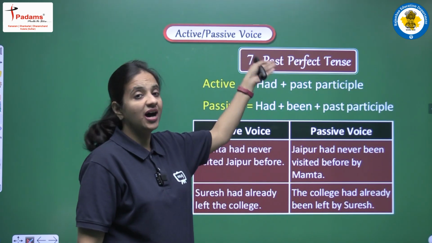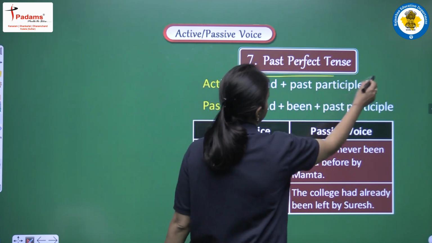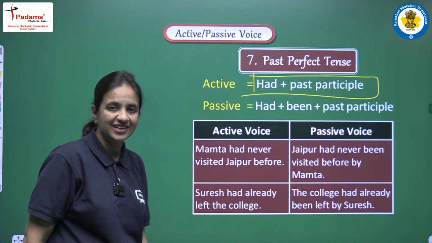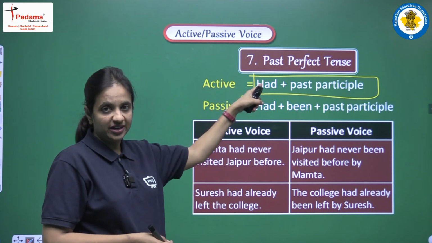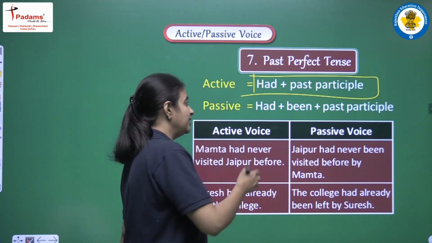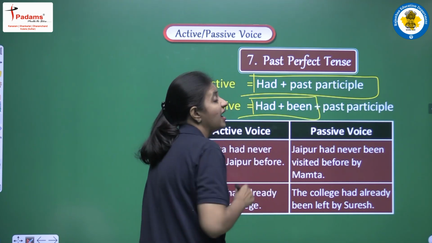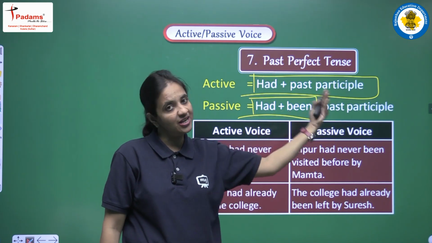Next we are having past perfect tense. Past perfect means had plus third form of the main verb. So this is the rule of helping verb and main verb of past perfect tense. If we are having past perfect tense in active voice, then in passive voice we have to use had been as a helping verb, and yes, the main verb will be in third form only.